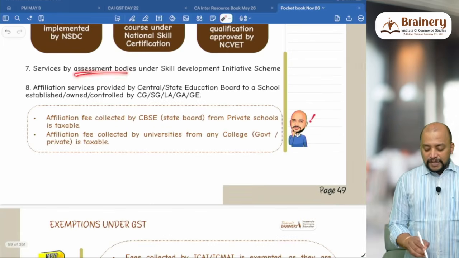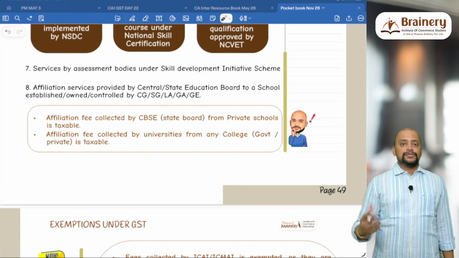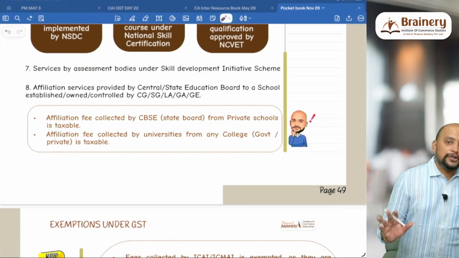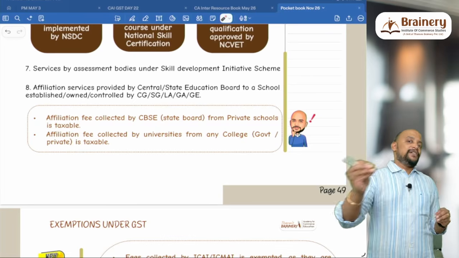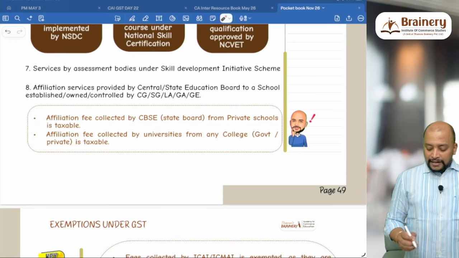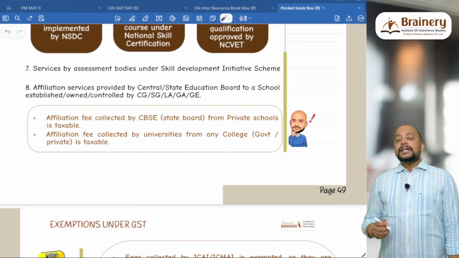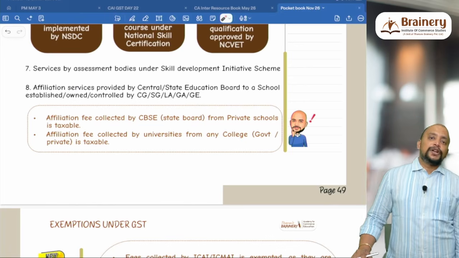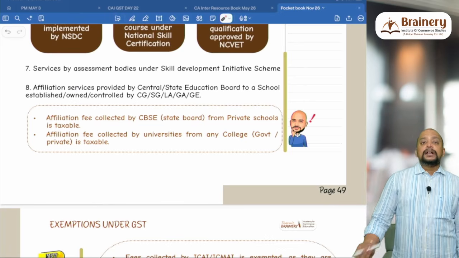Then service of assessment bodies under Skill Development Initiative Scheme. Just remember, Skill Development Initiative Scheme, there will be some assessment bodies, they will get money from government, that is exempted. Then affiliation fees. Affiliation fees collected by Central Board or State Board of Education from government schools.